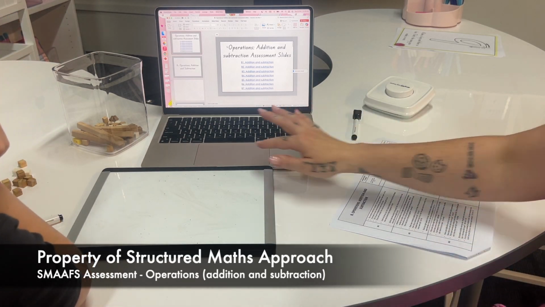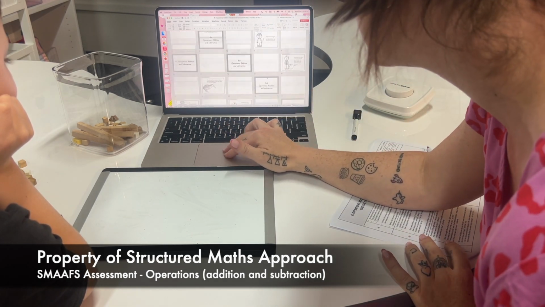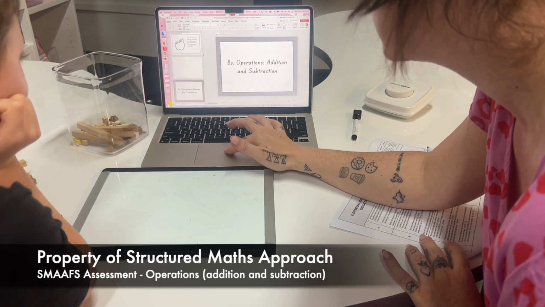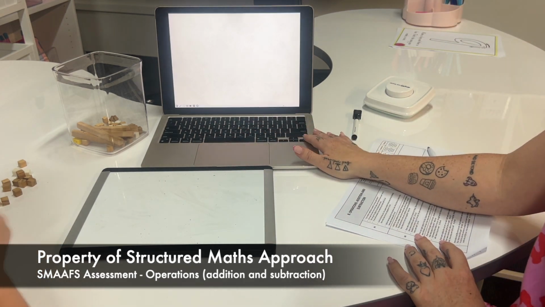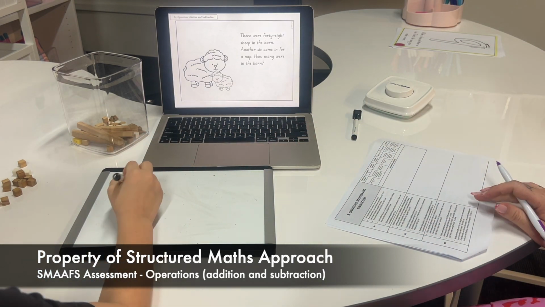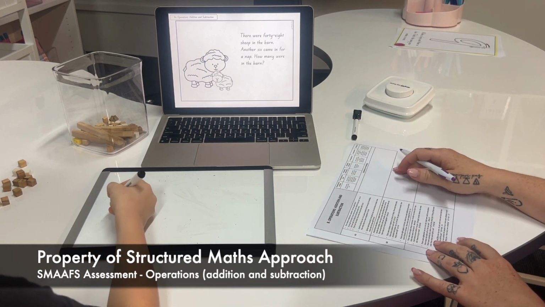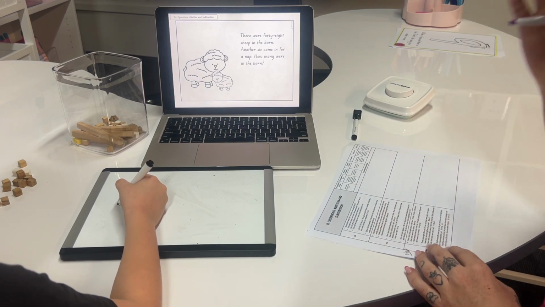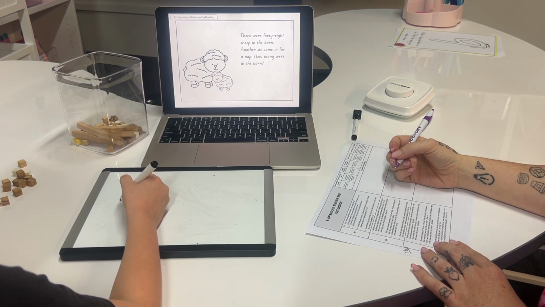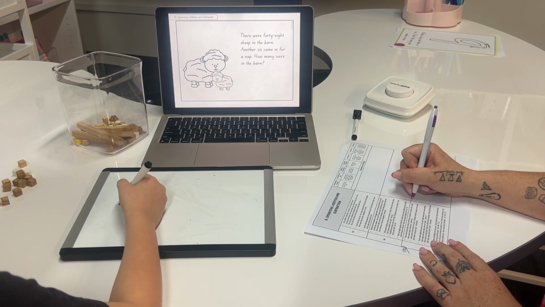All right, so we're gonna start from B3. Here we are. All right, so you're welcome to use your pen if you need to, okay? So there were 48 sheep in the barn. Another 6 came in for a nap. How many were in the barn? Mm. 52 or 51?